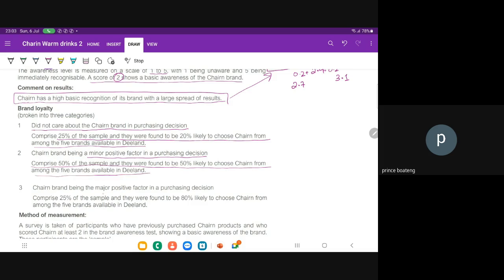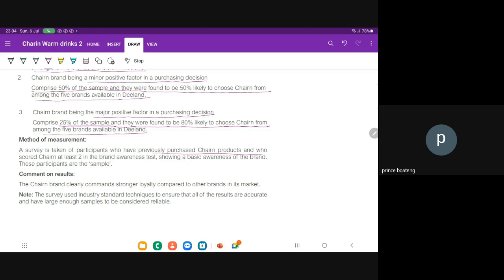And then there is a last category, which is a major positive, where Sharon is the major reason behind purchasing, comprised of 25% of the sample, and they were found to be 80% likely to choose Sharon from the five brands available in the D-Land, right?